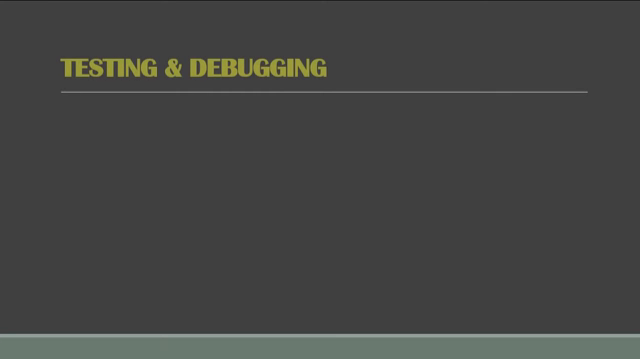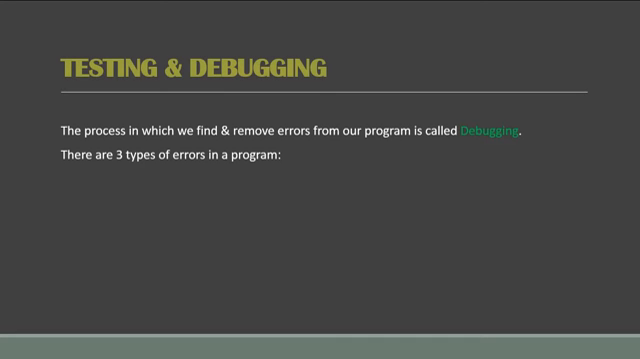So before running a program, there is a procedure that is known as debugging. We can define it as the process in which we find and remove errors from our program. So in this process we find errors and change the code to remove those errors so our program can perform more effectively.